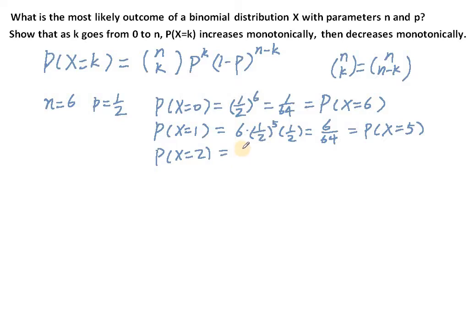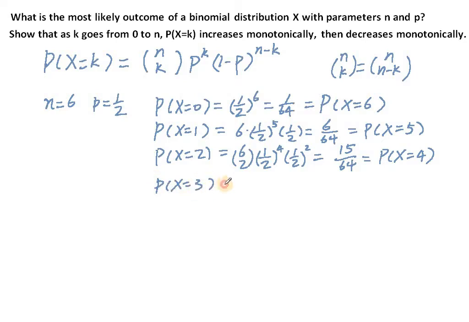X equal to 2, in this case, will be 6 choose 2. Do the math, it's going to be 15 over 64, just same as X equal to 4. Finally, 6 choose 3, just too lazy to write out the whole thing, which is going to be 20 over 64. So graphically, it's going to look like 1 over 64, 15 over 64.